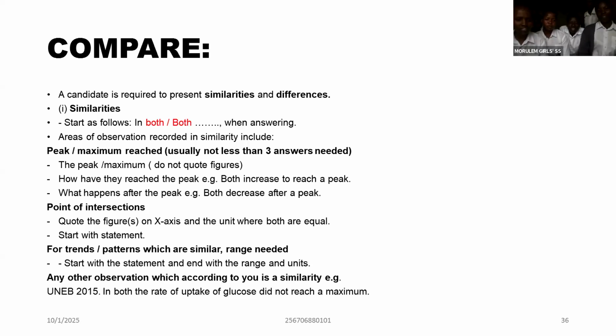The question is, when you're stating similarities or differences, are you supposed to also use the interval for the x-axis? Like assuming you're saying in both, from 1 to 3 days, maybe the rate of respiration was high, or something like that.